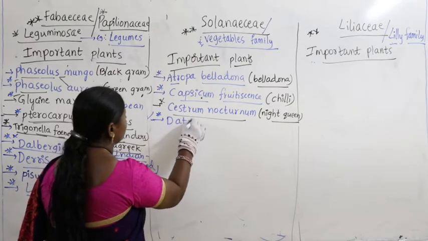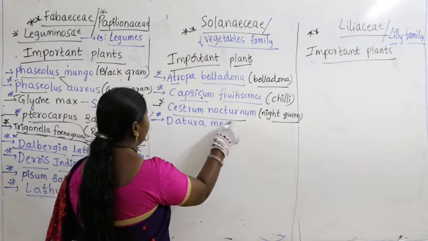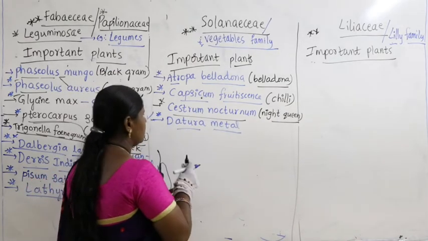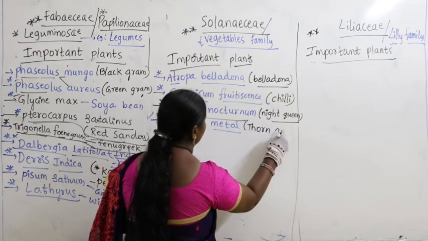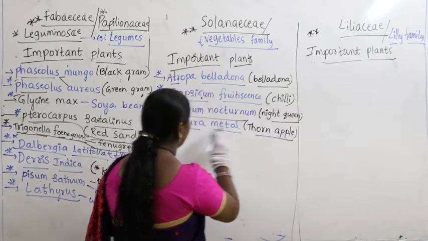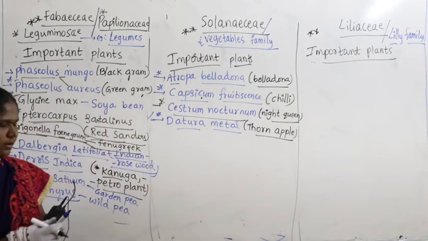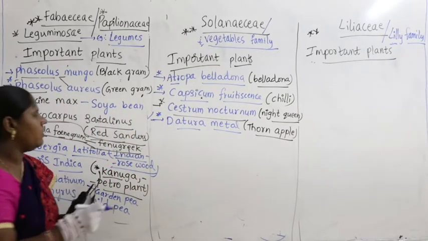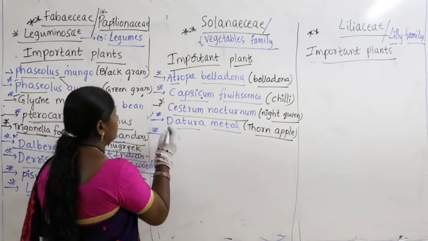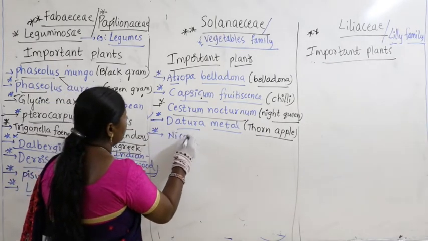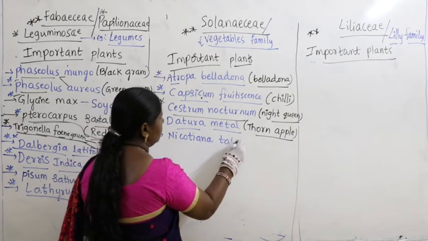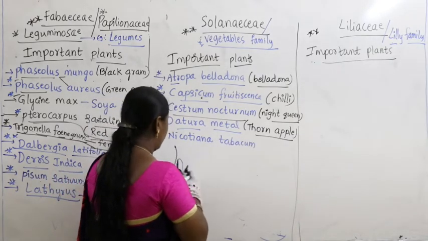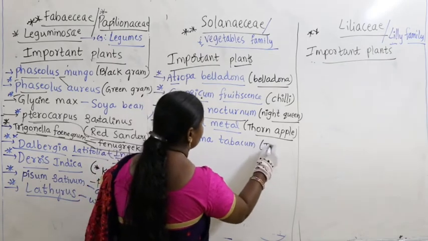Right? Then, apart from this, Datura metel, it's the scientific name for Datura. It's commonly called thorn apple, but the scientific name is Datura metel. Right? Then, followed by, we have Nicotiana tabacum. It's commonly called tobacco plant.